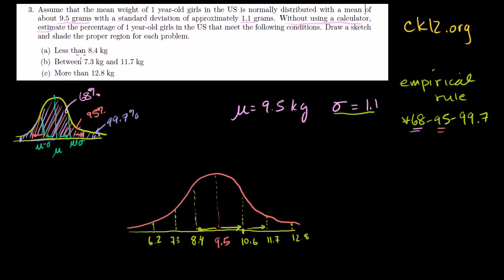So what's the probability that we would find a 1-year-old girl in the US that weighs less than 8.4 kilograms, or maybe I should say whose mass is less than 8.4 kilograms? So if we look here, the probability of finding a female baby who's 1 year old with a mass or a weight of less than 8.4 kilograms, that's this area right here. I said mass because kilograms is actually a unit of mass, but most people use it as weight as well. So that's that area right there.